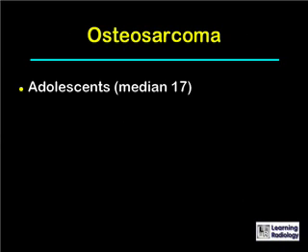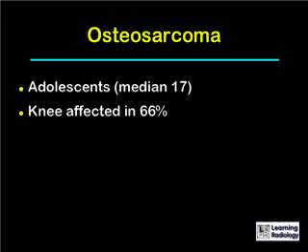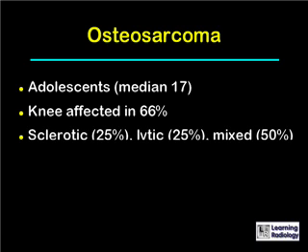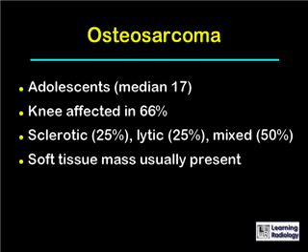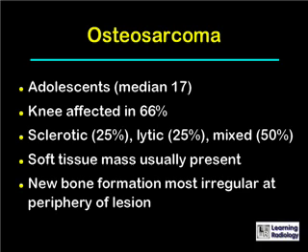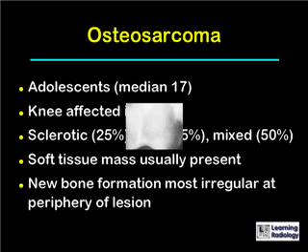Osteosarcomas most often occur in adolescence with a median age of about 17. The knee is affected in almost two-thirds of cases. They can be sclerotic in about a quarter, completely lytic in about a quarter, and usually mixed, sclerotic and lytic. A soft tissue mass is usually present, and the new bone formation that occurs with an osteosarcoma is usually most irregular at the periphery of the lesion.